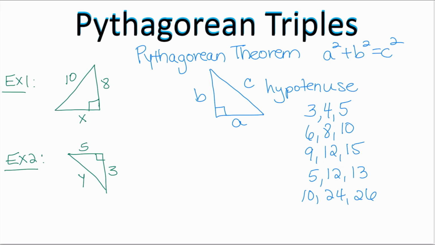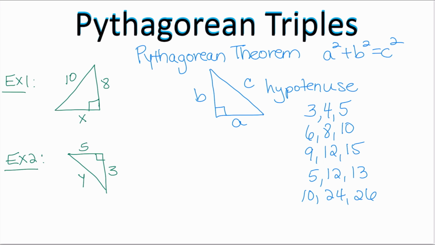The same is true if I have 9, 12, 15. Also 5, 12, 13: 5 squared plus 12 squared does equal 13 squared. And 10 squared plus 24 squared does equal 26 squared. So what do you do with this information? How does this help you solve a problem?